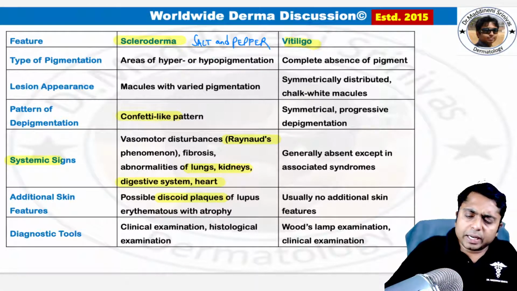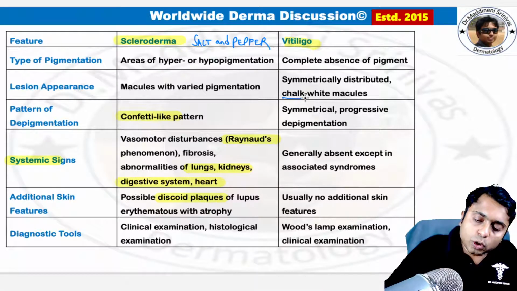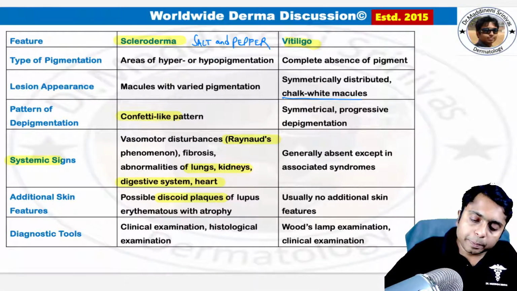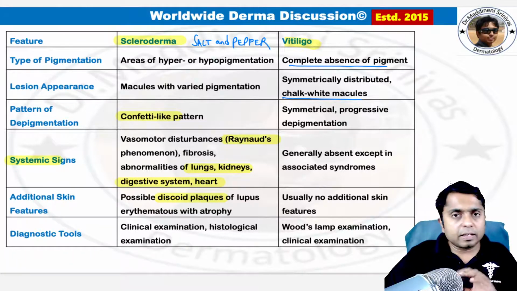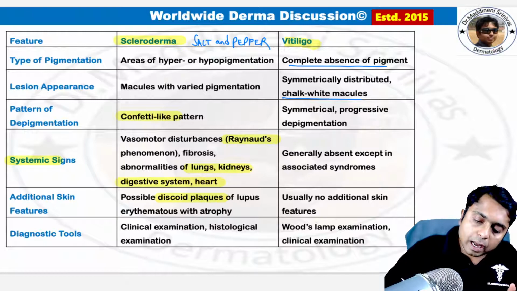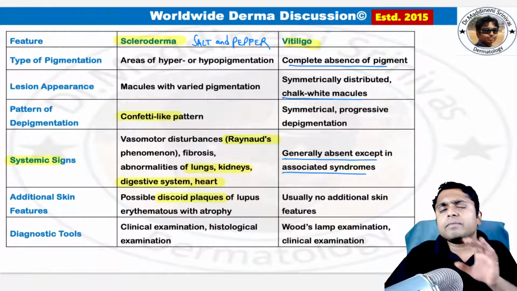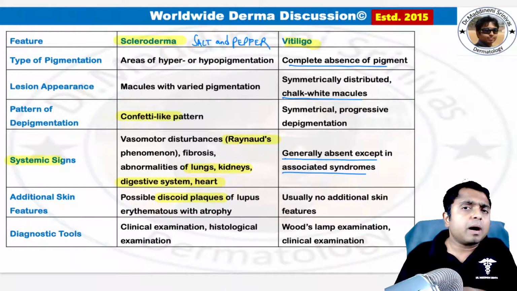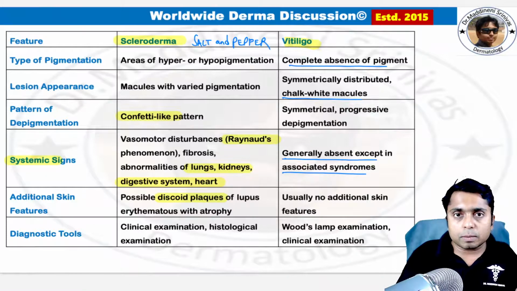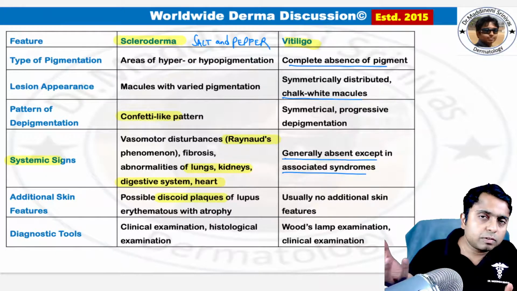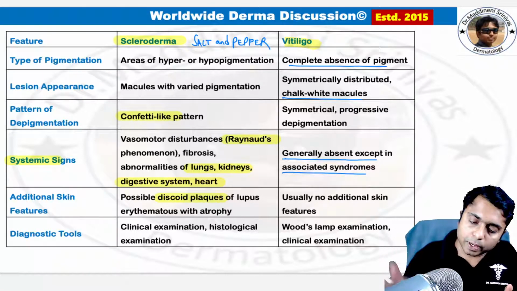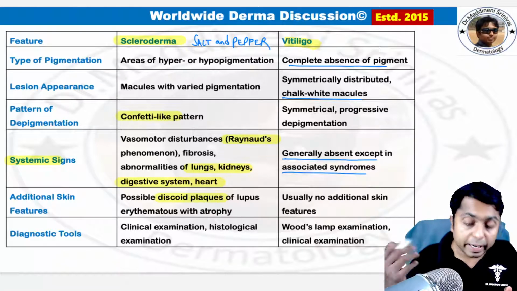And coming to vitiligo, we are going to see chalky white macules present over the body. Basically, there will be depigmented lesions over the body where there will be complete loss of the pigment. And you need to remember that there will be no systemic signs or symptoms associated with vitiligo, unlike scleroderma. Except for the syndromes which are associated with vitiligo, in which there can be other systemic findings.